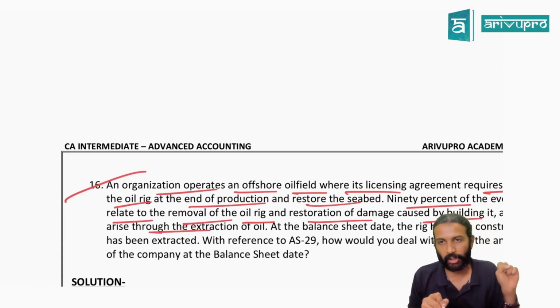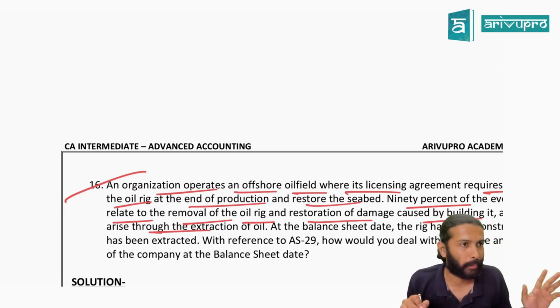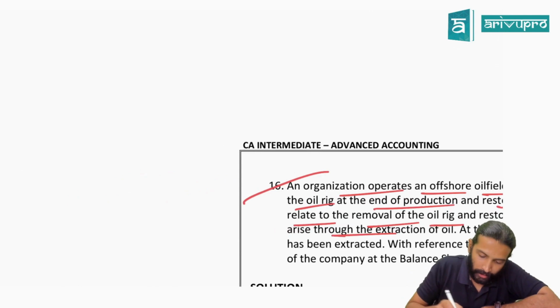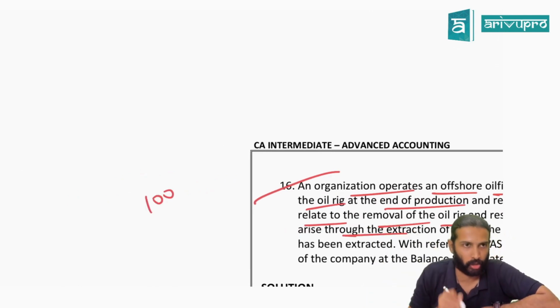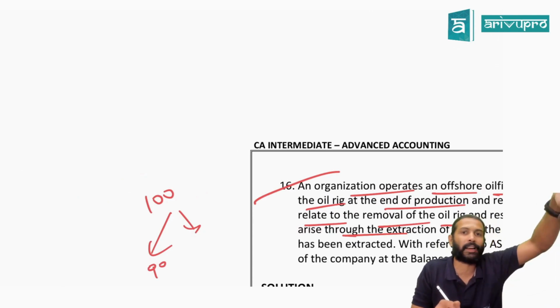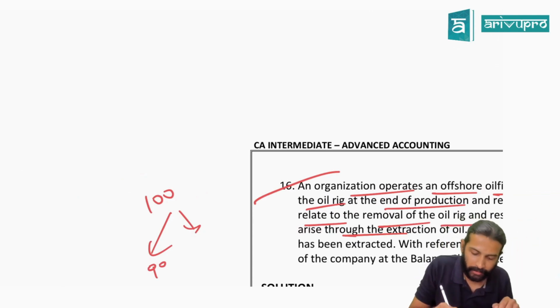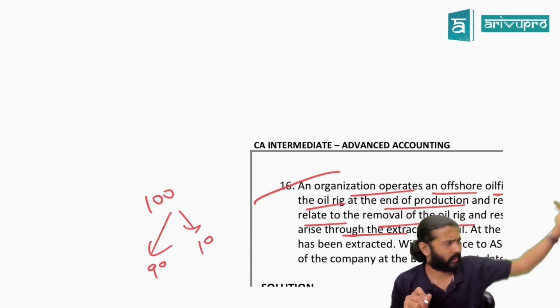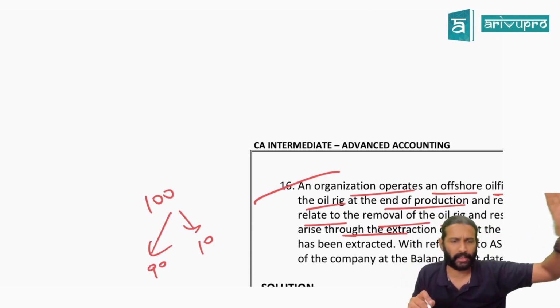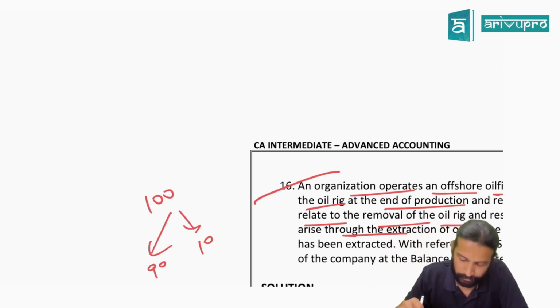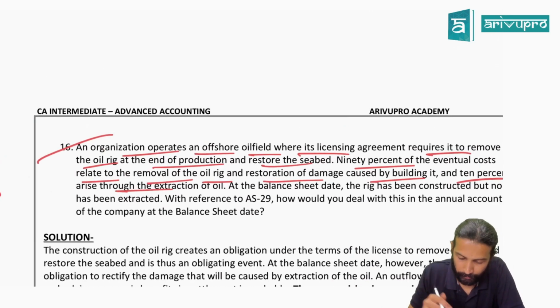When they start extracting the oil, that also will cause some damage. To what extent? 10%. So that means if you are incurring 100 rupees as restoration cost, 90 will be related to the oil well, and 10 will be related to oil extraction damage. That is what they are telling, and these are their own estimates. They have expertise in that field. That's the reason they have allocated. Manageable? Can I proceed further?